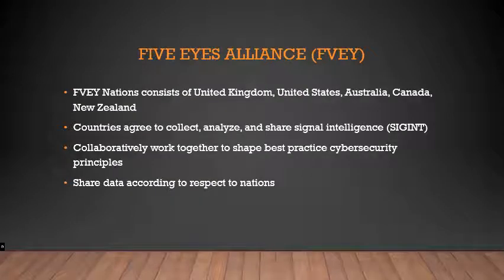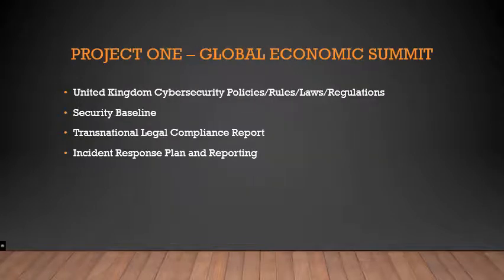The 5I nations consist of the United Kingdom, United States, Australia, Canada, and New Zealand. These countries agree to collect, analyze, and share signal intelligence, as well as work together to shape best practice cybersecurity principles. They also work together to share data with respect to their own nations, meaning that the data that is shared is only what is necessary to improve global cybersecurity practices. Too much information could reveal too much about a nation's security and practices that protect their own nation.